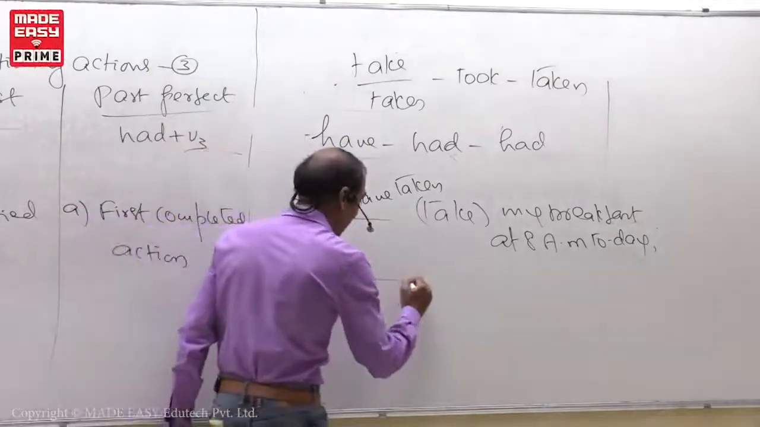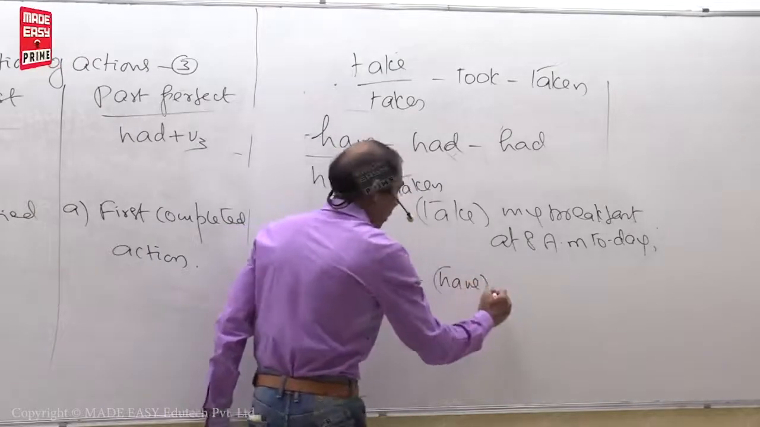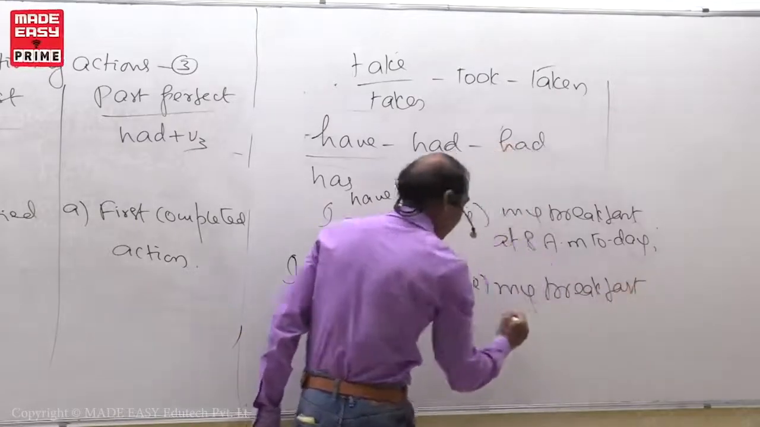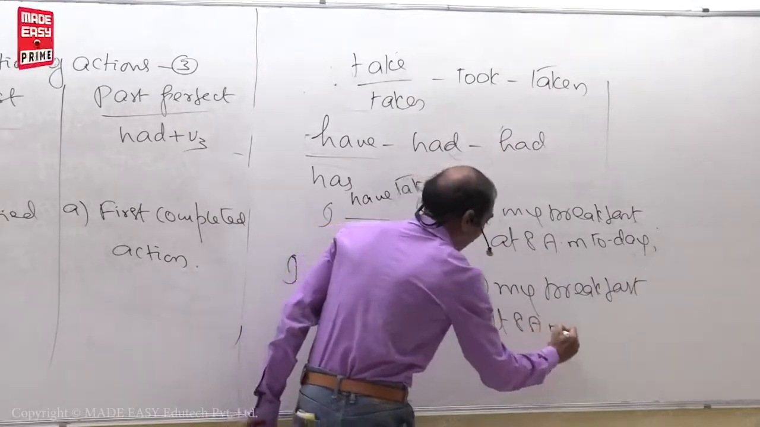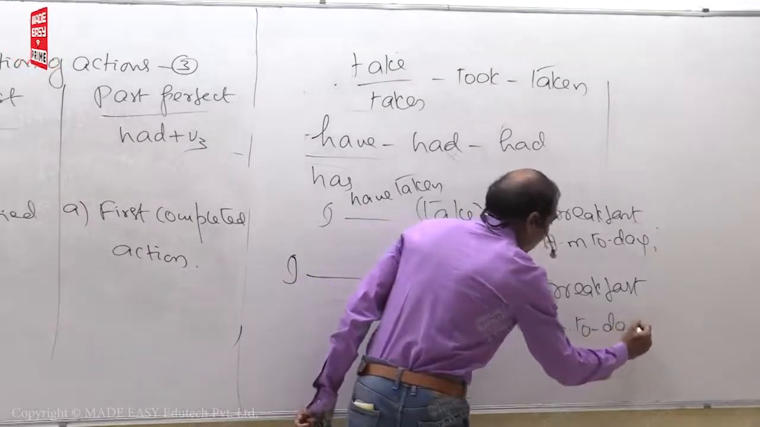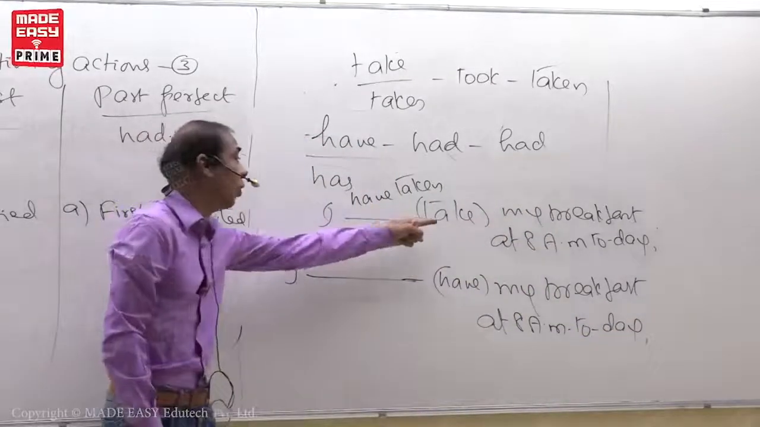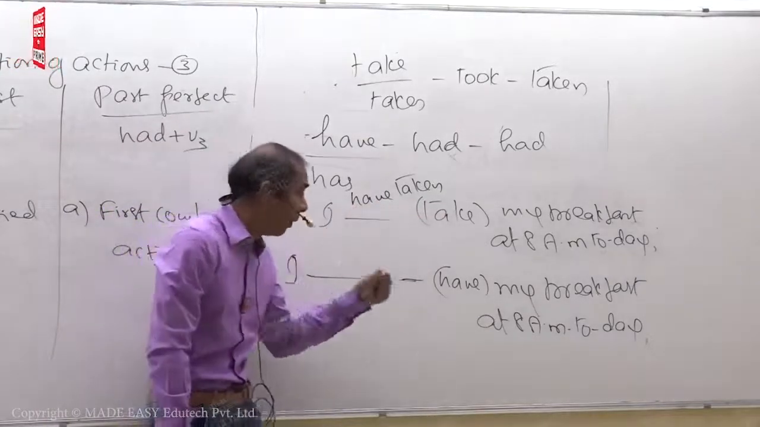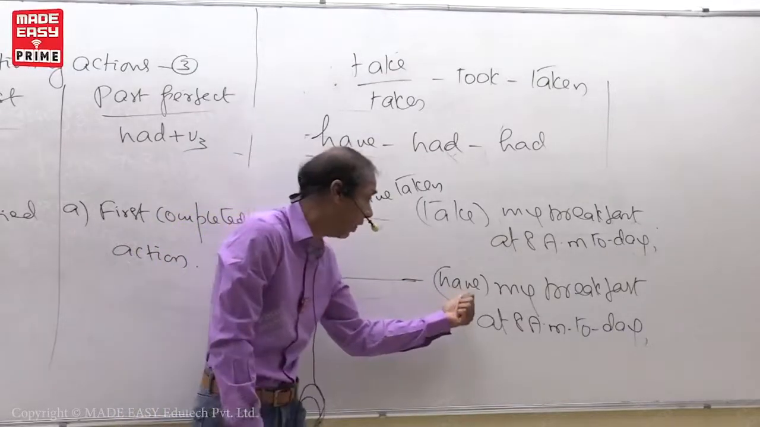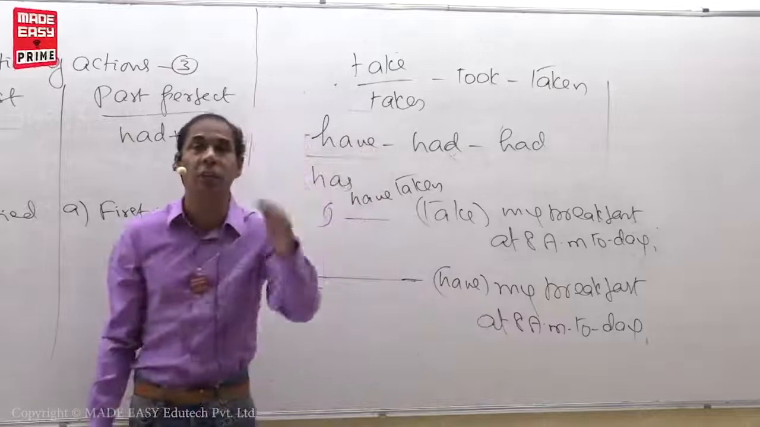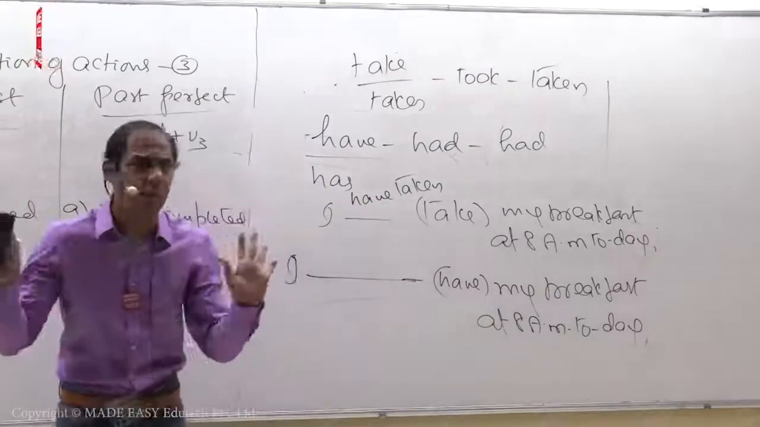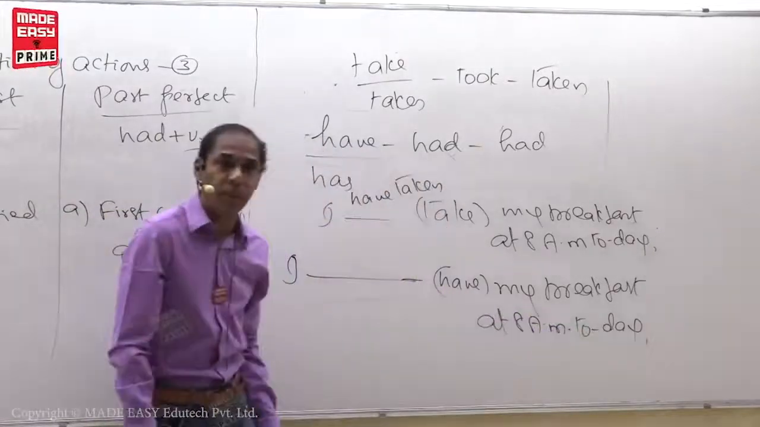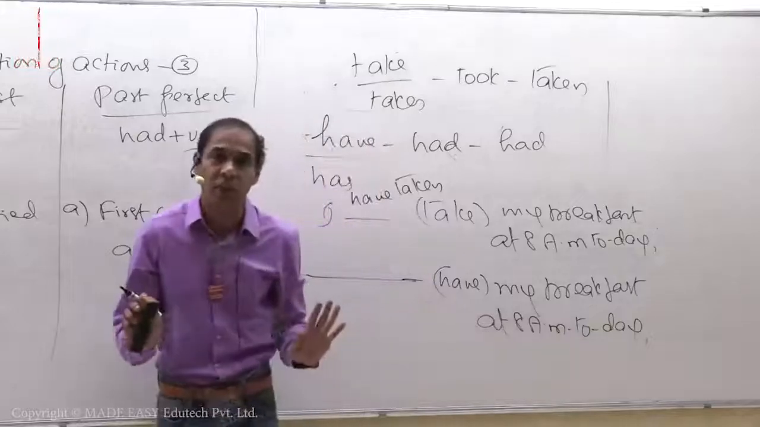Observe. I have my breakfast at 8 a.m. today. Observe. Suppose if you are given the verb take in the exams, easily you are doing. I have taken. But when you are being given have in the exams, students are getting a lot of confusion. No confusion. Very happy, very easy. Observe. I have my breakfast at 8 a.m. today. Time is specified, today.